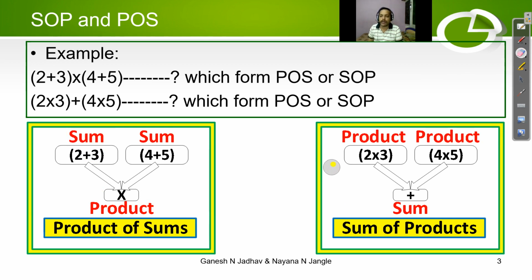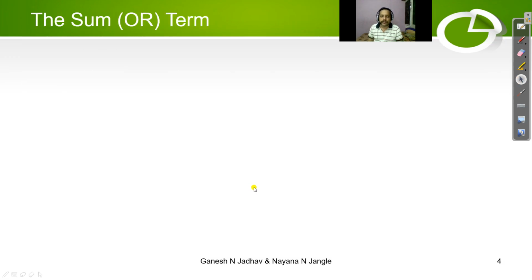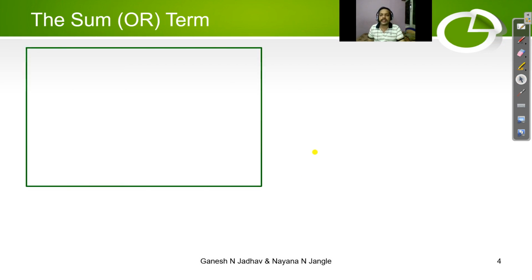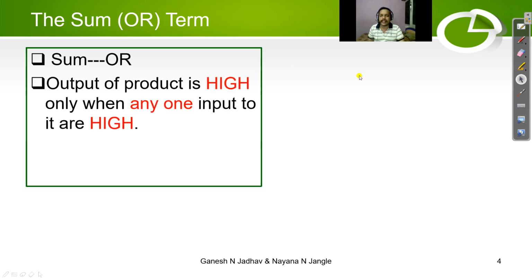Henceforward we are going to use the short forms SOP and POS. Let us understand what is the sum term. In digital electronics, sum means OR. Sum means the ORing operation. So what is exactly sum?